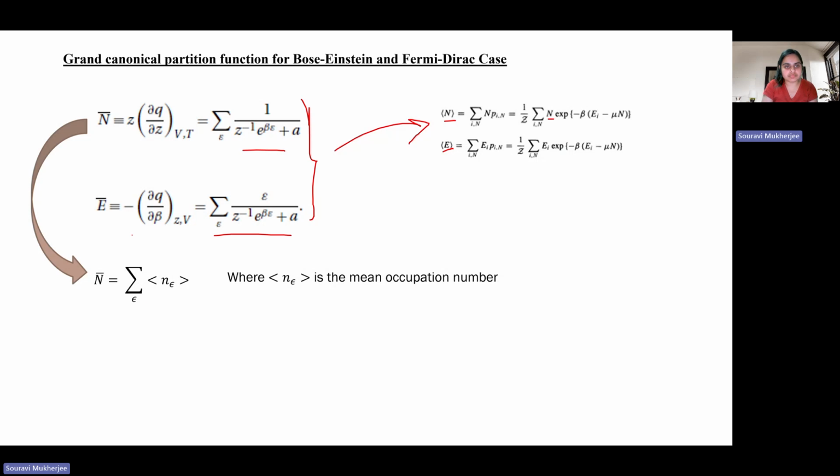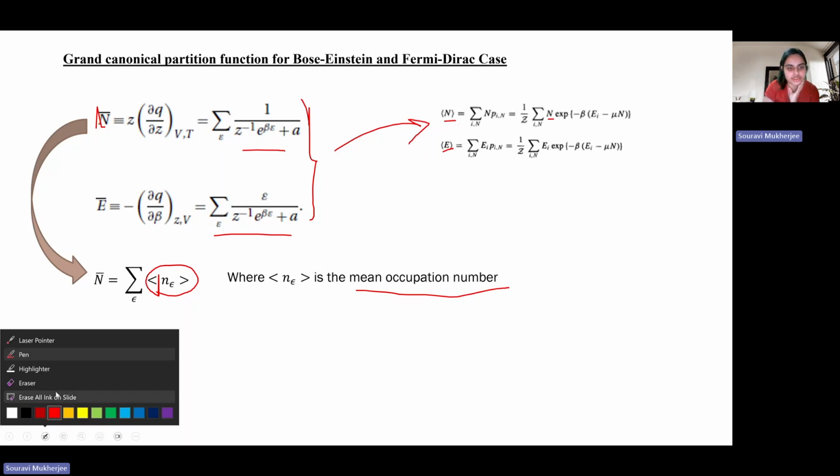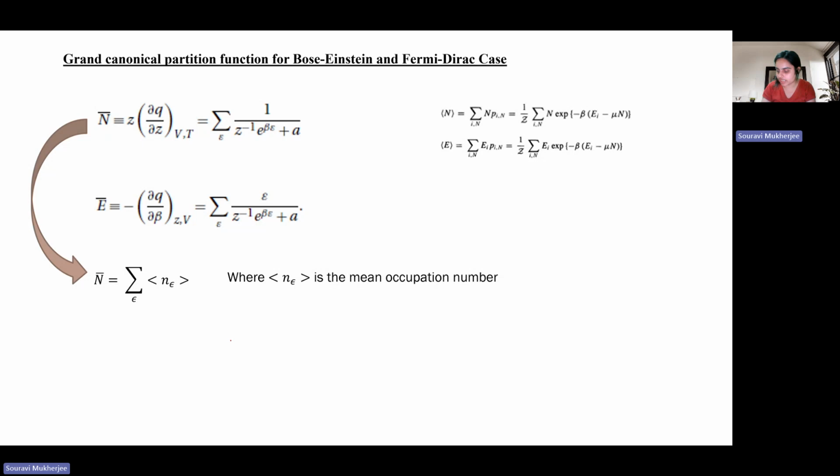So from here you can write this average n as a summation over E of n_E, where this term here is the mean occupation number. It tells you on average how particles get distributed into different energy levels. Based on what kind of particle we're talking about, whether fermions or bosons, the distributions would vary. So how do you define the mean occupation number? This is the definition. Here you replace Z, which is nothing but e to the power mu by KT, where mu is your chemical potential. So this is your definition of the mean occupation number.